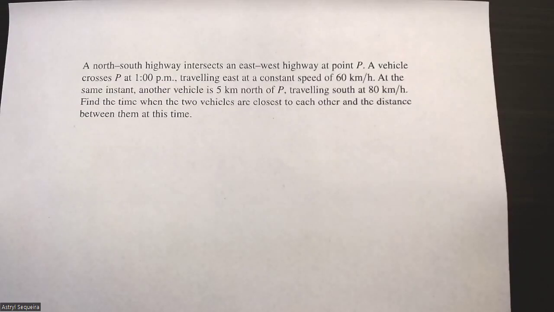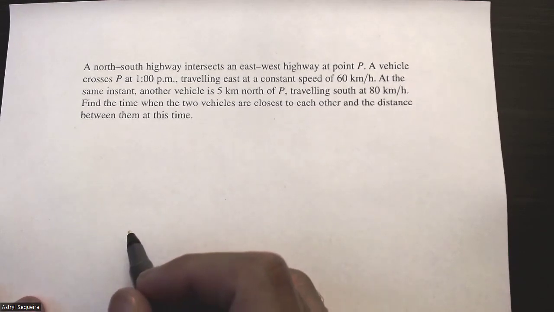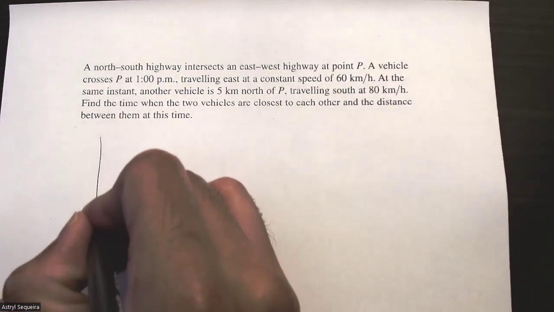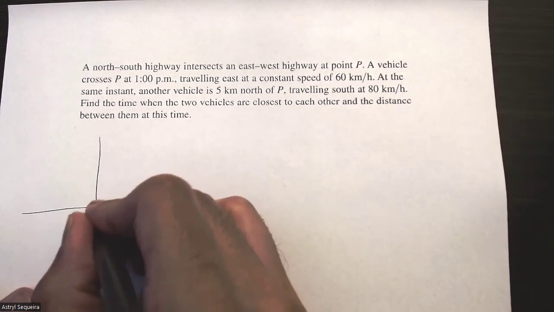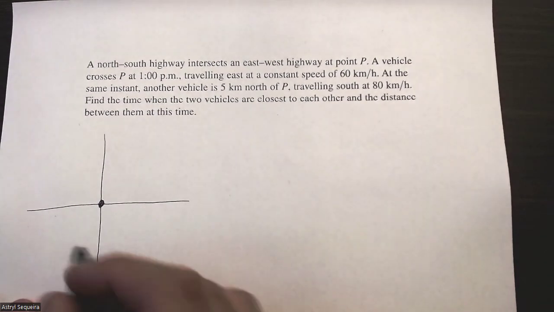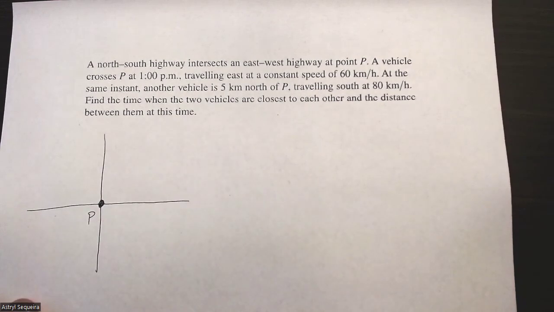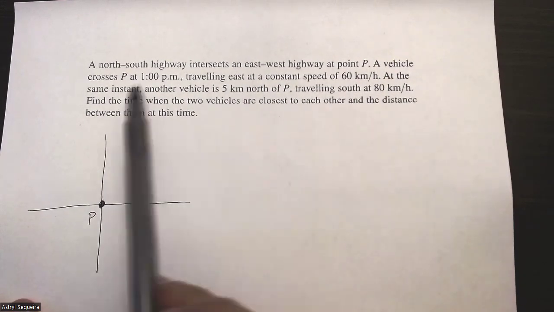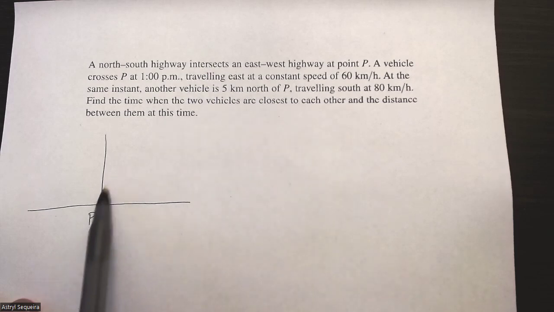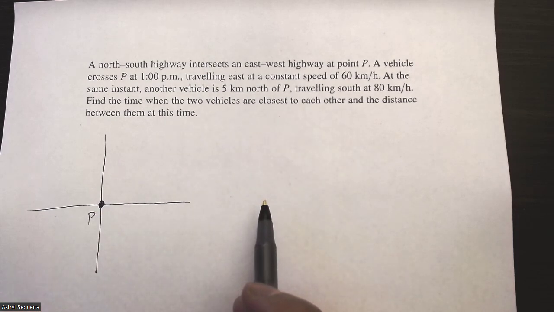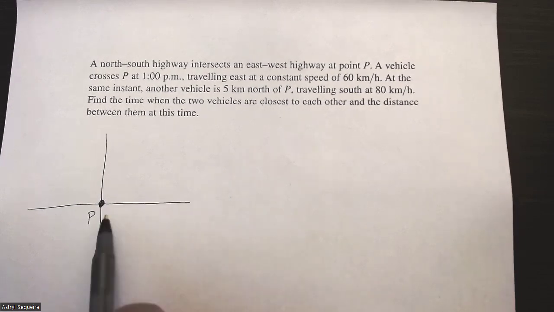Right, in this video, we are given an optimization problem here. It says that a north-south highway intersects an east-west highway at point P. And that's my intersection of my two highways there. That's point P. And then it says a vehicle crosses P at 1 p.m. So a vehicle crosses this over here at 1 p.m. and is traveling east at a constant speed of 60 kilometers per hour.